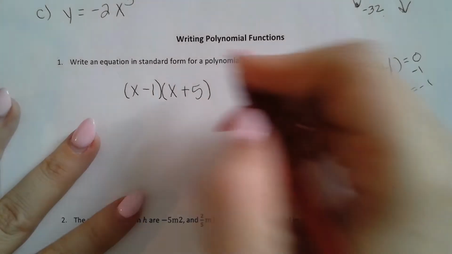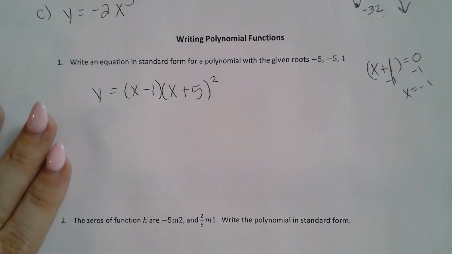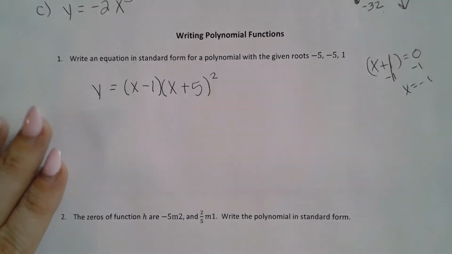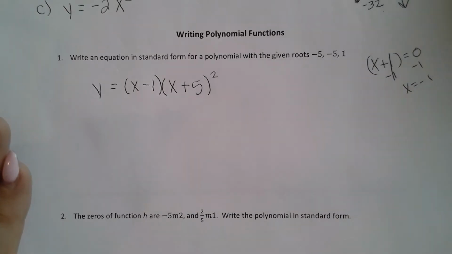And I have 2 of those, so I've got squared. So my equation is y equals x minus 1 times x plus 5 squared. Now, if it said to write this in factored form, we would be done, we would circle it.